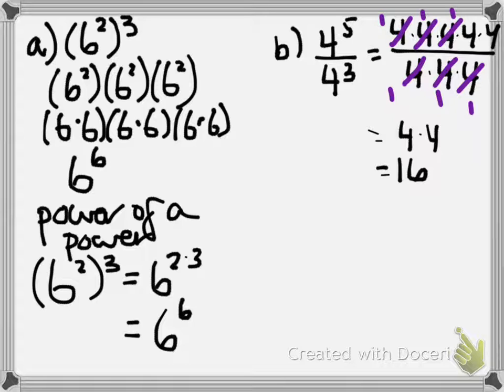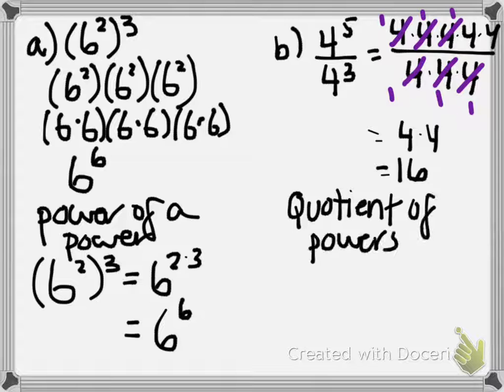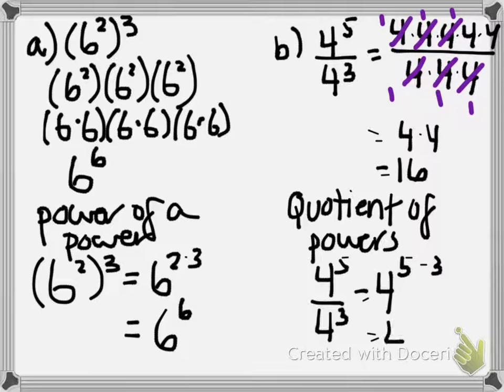But again, because you are dividing the same bases, we can actually use the quotient of powers rule. So again, if the bases are the same, we could take those exponents and take the top number minus the bottom number. So this does leave us with 4 squared, which equals 16. Same as above if you actually just use the definition of exponents.